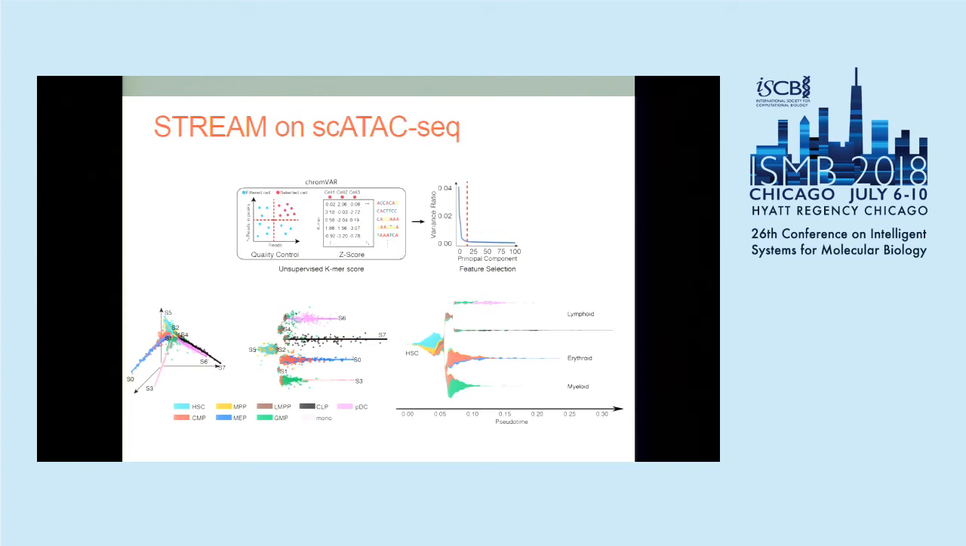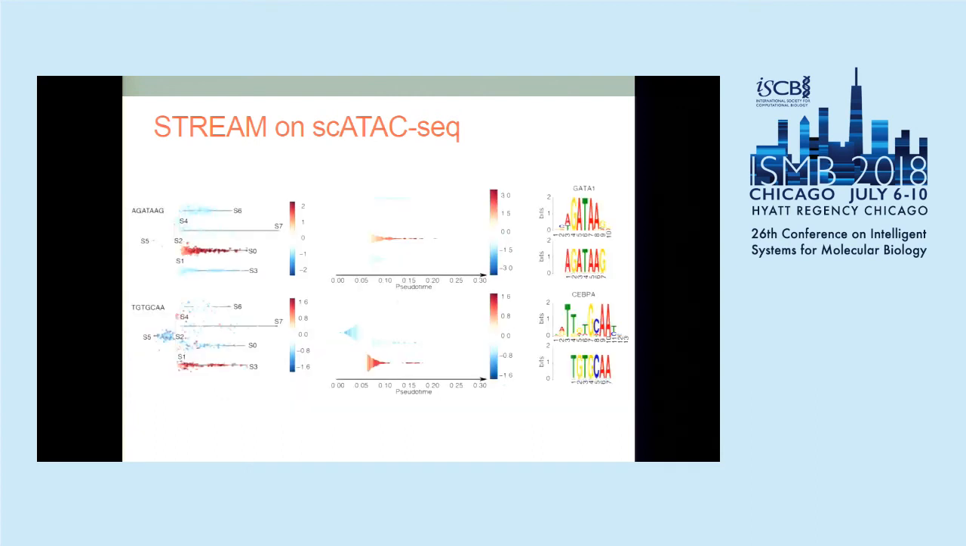Independent of the single-cell RNA-seq, STREAM can actually recover similar and consistent blood developmental trajectories, which is quite exciting. STREAM can also automatically discover some marker features, and further we can find the corresponding transcription factors, like GATA1 and CEBPA, which are important for the erythroid lineage and myeloid lineage.